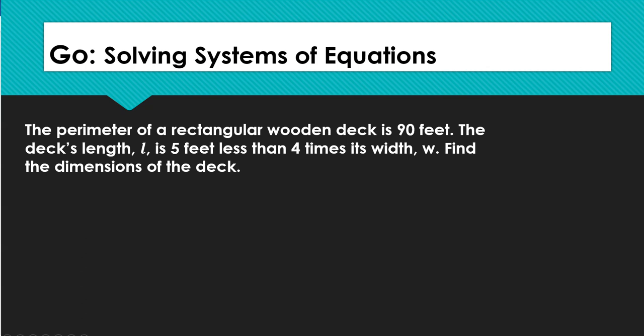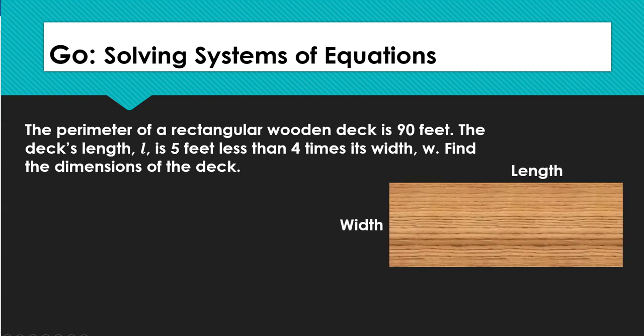Using the formula for finding the perimeter of a rectangle, P equals 2 times the length plus 2 times the width, we can replace the perimeter P with its given value of 90 and the length L with its given value of 4W minus 5. Now that we have one variable, we can solve for the width W.